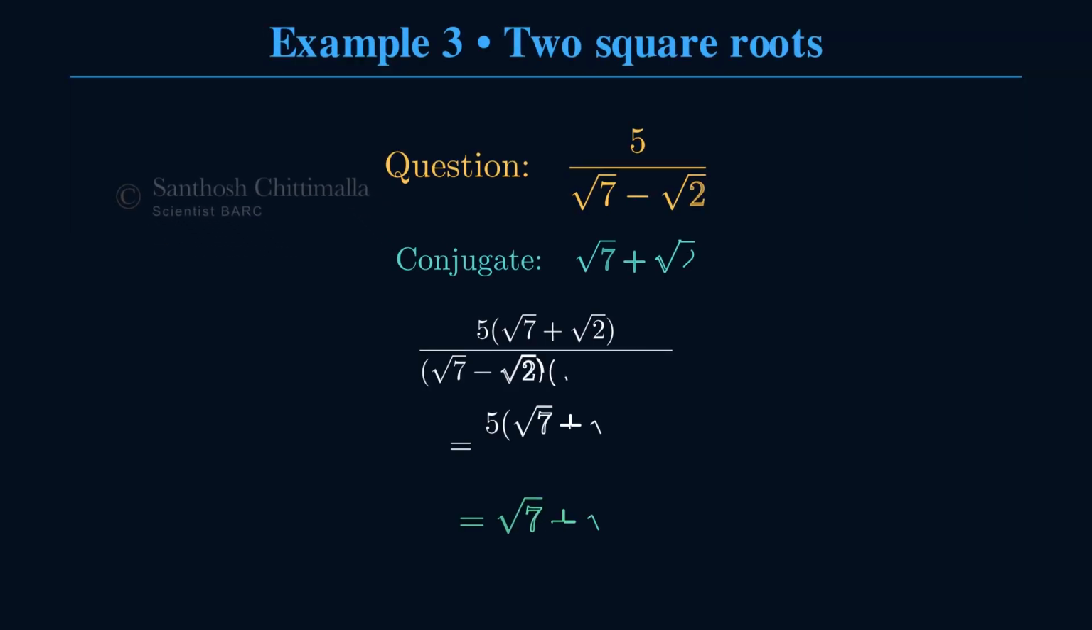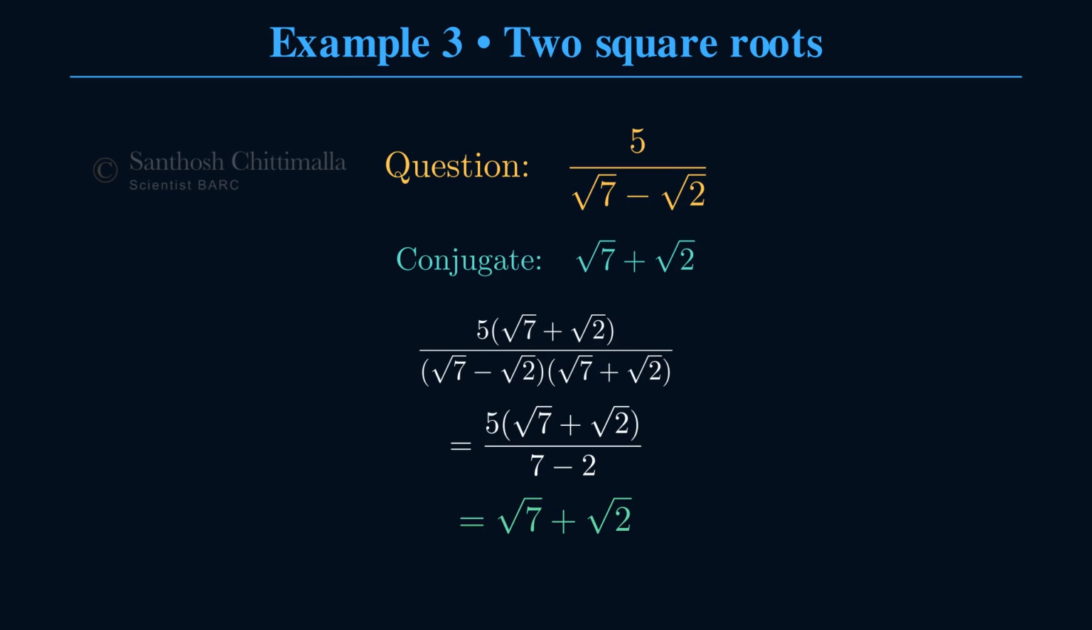Example 3. Rationalize 5 over square root of 7 minus square root of 2. Multiply by the conjugate square root of 7 plus square root of 2. The denominator is 7 minus 2 or 5. Cancel the factor 5. The answer is square root of 7 plus square root of 2.